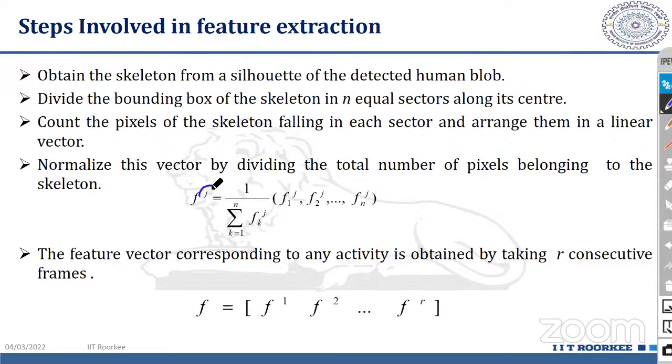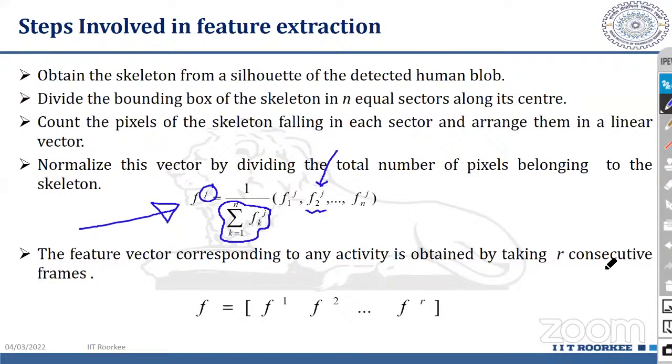Assume that I am in frame number j. Here, F2j stands for the second sector. So in the second sector, what is the number of pixels? And the denominator is nothing but the total number of pixels in the entire skeleton. So this is nothing but your feature vector for the jth frame.